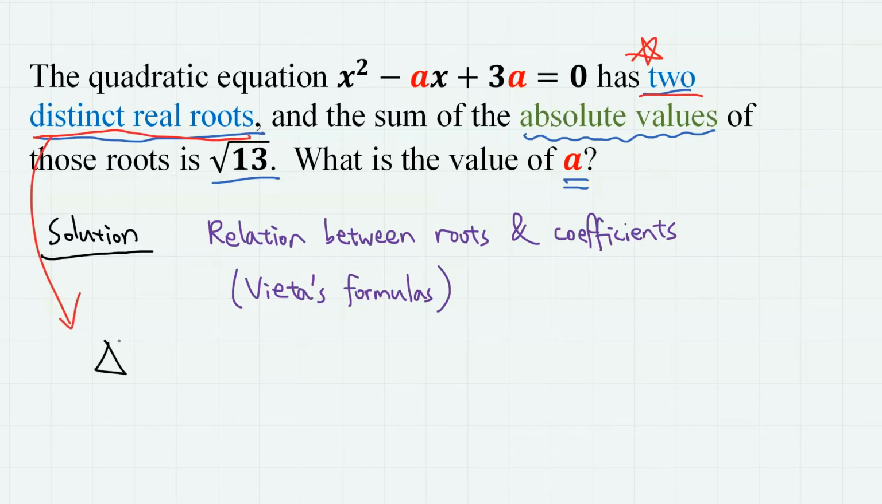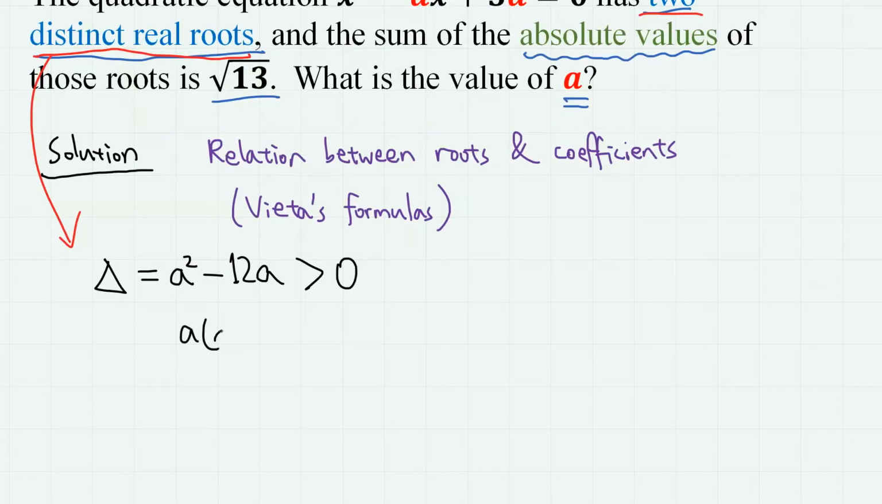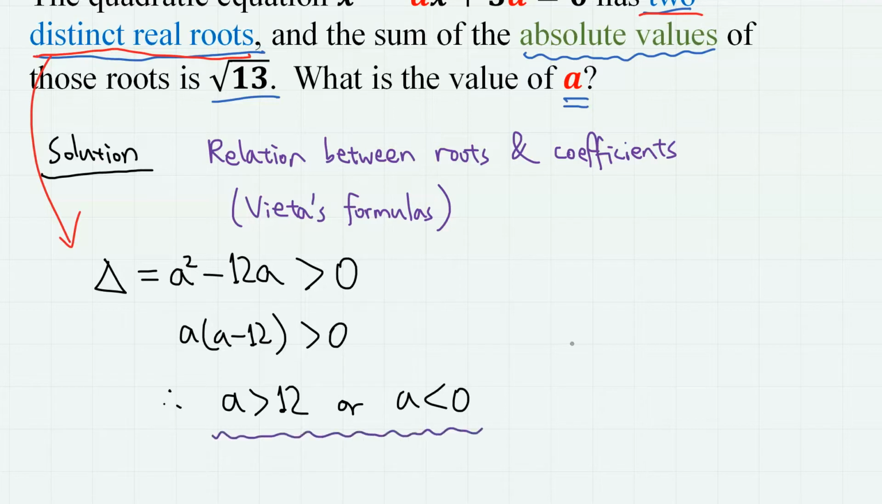This means that the discriminant is positive, so we have a squared minus 12a, and this must be positive. So we have a times (a minus 12) is positive, therefore we have a is greater than 12 or a is less than 0. And this inequality is our first condition about a.